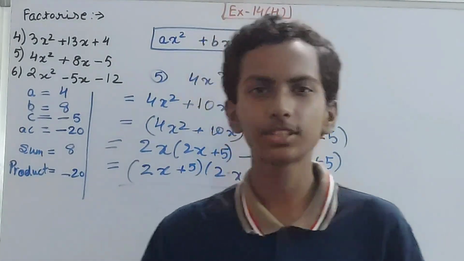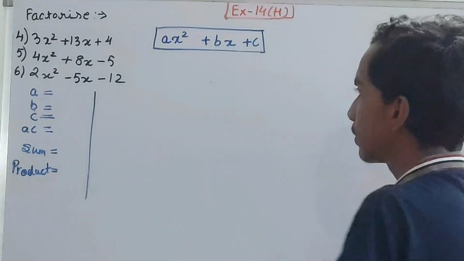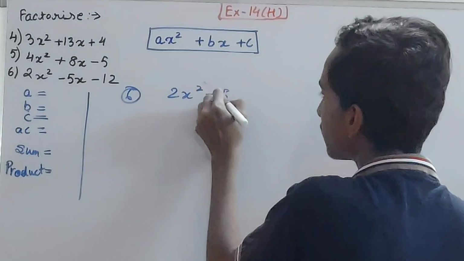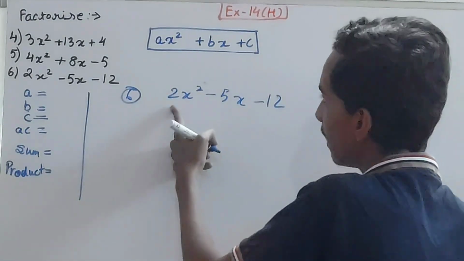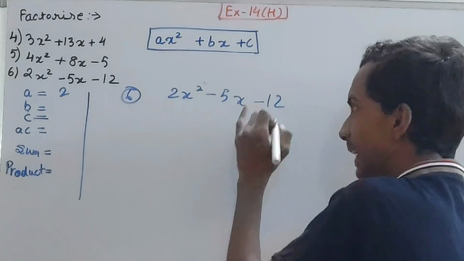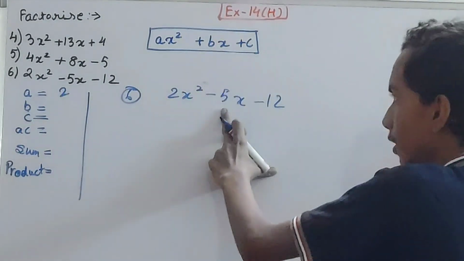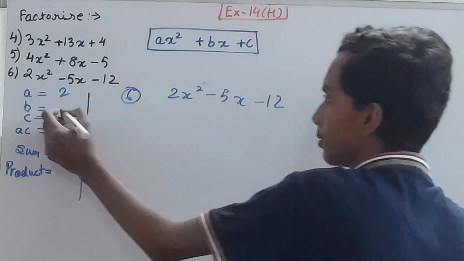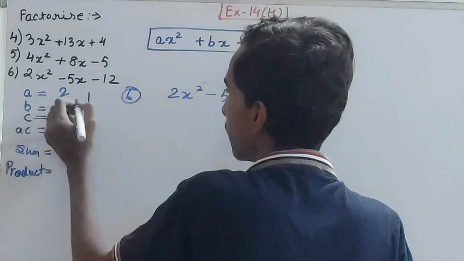Now let us move on to the sixth question. Now the sixth question tells us what? 2x square minus 5x minus 12. Write down the values. A is 2, B is what? Be careful with the sign, as I said. B is the coefficient of x, here it is 5. You will not just write 5, you will alongside with 5 write minus also, minus 5, okay.